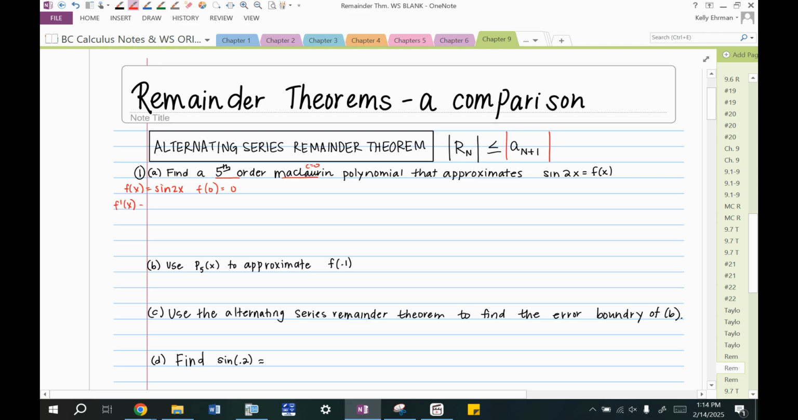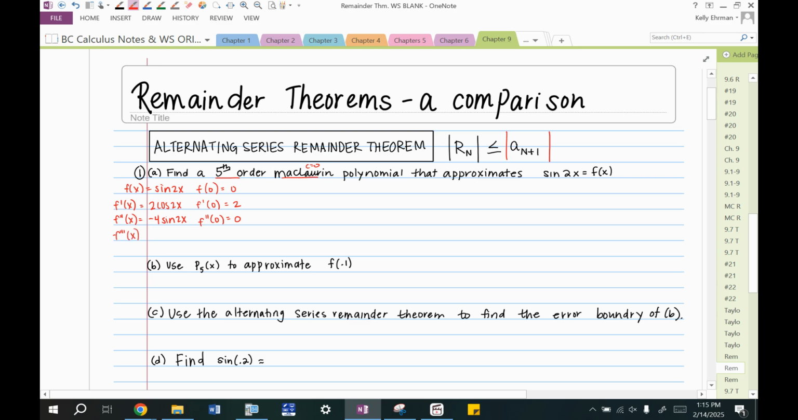f prime of x, remember to chain rule here. The derivative of sine is cosine, and there will be a 2 that gets pulled out. So 2 cosine of 2x. And then f prime of 0, cosine of 0 is 1. 1 times 2 is 2. We need to take this out to 5 derivatives. So f double prime will be negative 4 sine of 2x. f double prime of 0, sine of 0 is 0, so that'll be 0. So you can see every other term is going to be 0.